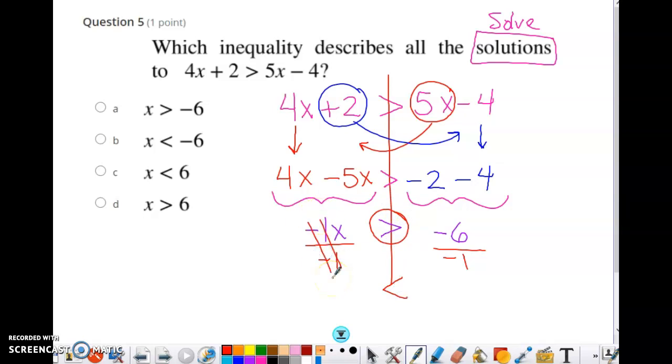Cancel the negative, cancel the 1. That leaves you with x less than what? Put this in the calculator, decimals, and that will give you your answer. Good luck.